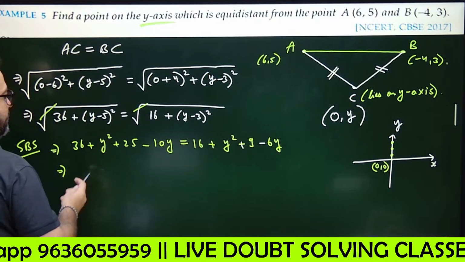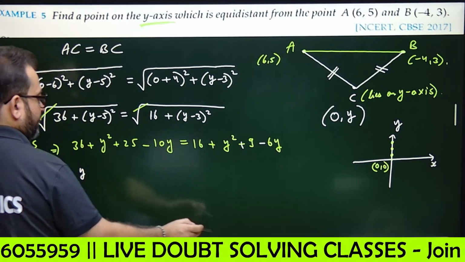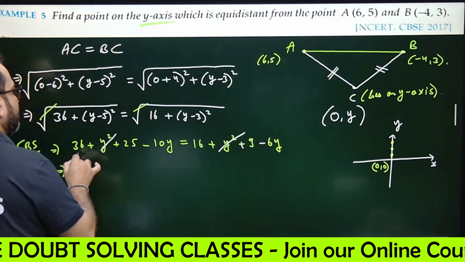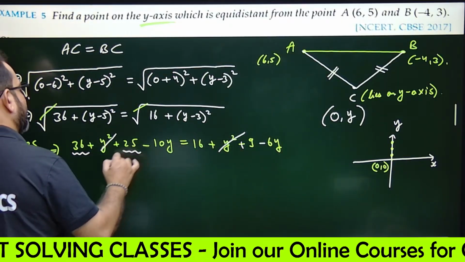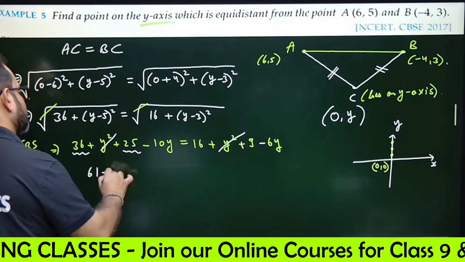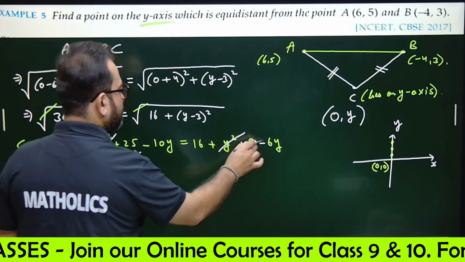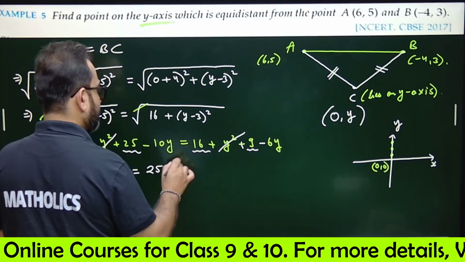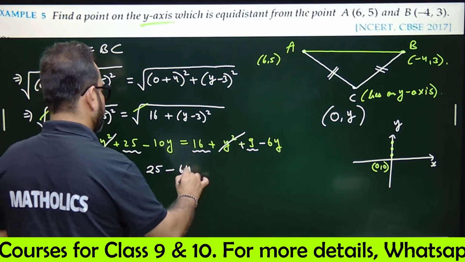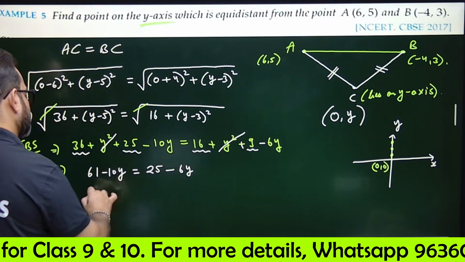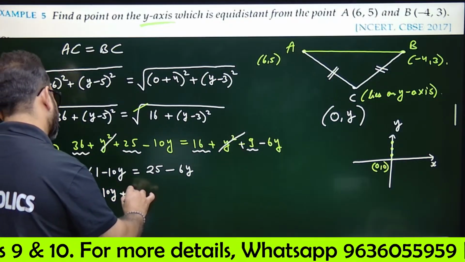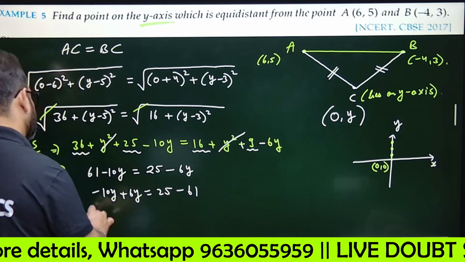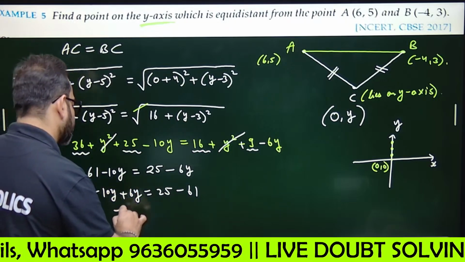So what will I get? y square is cancelled by y square. What will be remaining? 36 plus 25, it will be 61, minus 10y equals 16 plus 9, it is 25, minus 6y. So bring the y here. So minus 10y plus 6y equals 25 minus 61. Okay, so minus 10y plus 6y will be minus 4y.